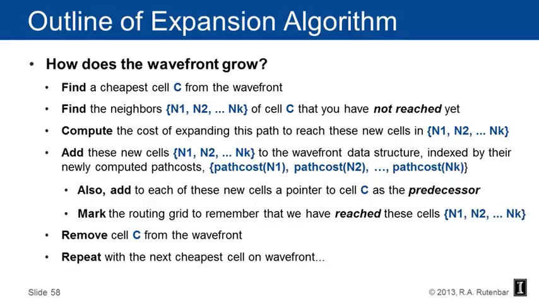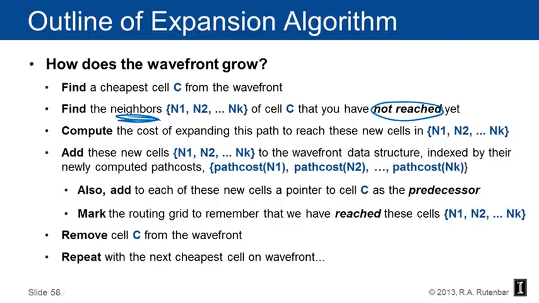You find a cheapest cell from the wavefront, and then you find its neighbors. Let's call those neighbors N1 through NK of the cell that you have not reached yet. Then you compute the cost of expanding the path to reach those new cells. You add these new cells back into the wavefront data structure because they are now the edge of the wavefront, and you index them by their computed path cost. So if N1, N2 to NK are these new cells you just reached, the path cost of N1, the path cost of N2, and so on are the indexes you use to put these things in the wavefront data structure.